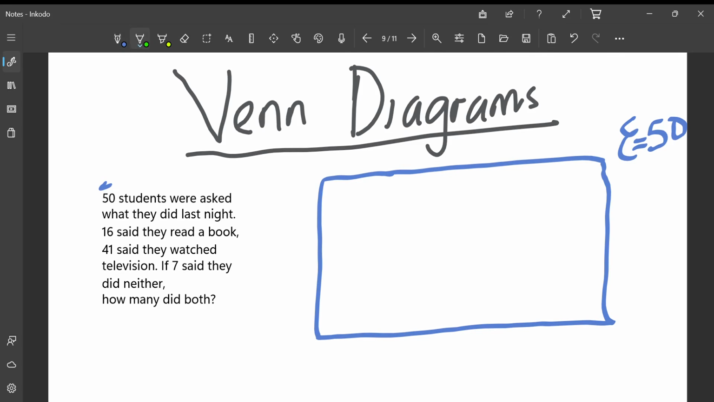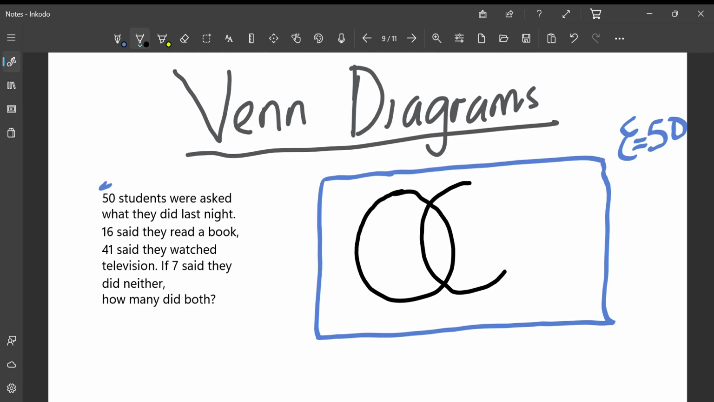So for my Venn diagram, this is what I'm going to draw. I'm going to draw a circle that has just two options, which is this. Because what I'm dealing with is only two possibilities. It's either you read a book or you watch television. Those are the only two possibilities. And I'm going to label them. So let's say this first circle will be for those that read a book. I'm going to label it as B. And this second section will be for those that watch television, C. So these are the steps to representing information in a Venn diagram.